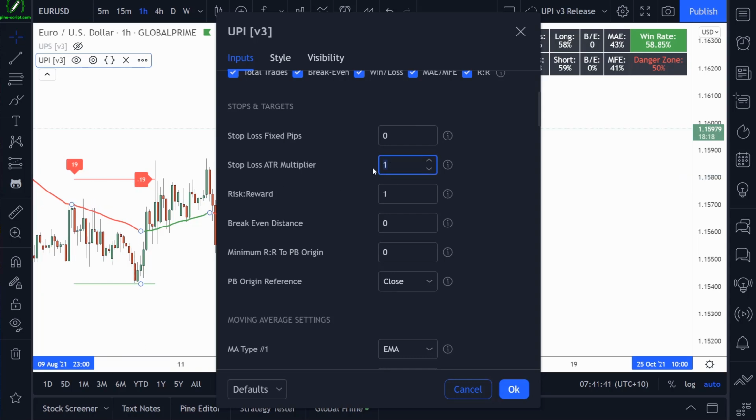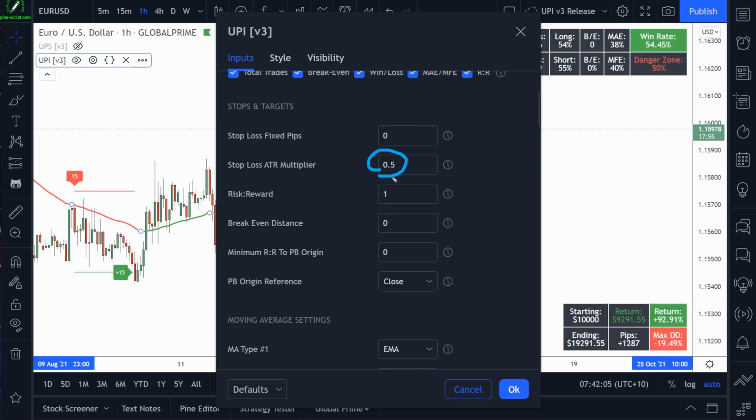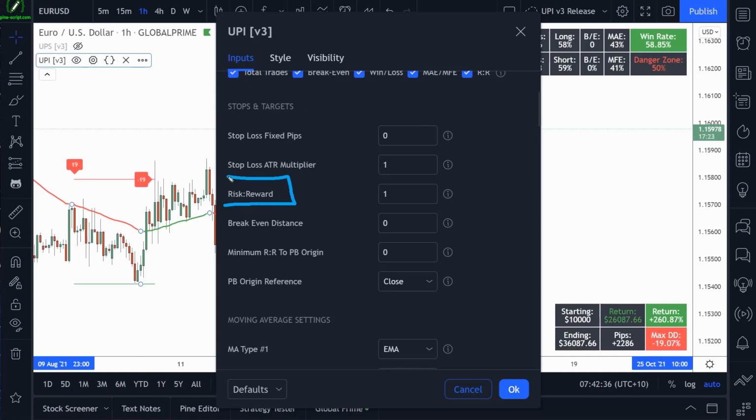But obviously you can change this if you want to. You could have a tighter stop, or you could have a wider stop. It's worth playing around with this on different markets and time frames. For example, on a daily chart, you might want a much tighter stop loss than on an intraday chart. So you can control your stop loss and targets under this section. You can also control your risk reward profile here. By default, it's set to 1-to-1, but you can change that here.